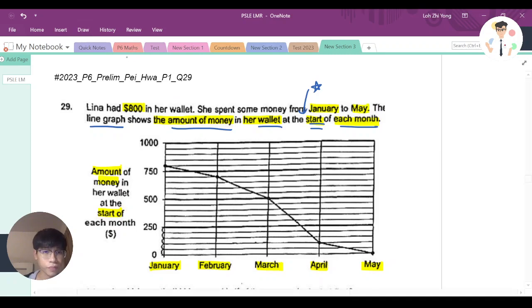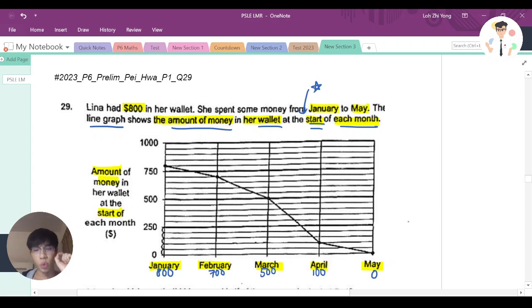So let's try to find out the values on the graph first, okay? For January, we have 750, but we can't just assume here is 800, right? We need to make sure first. 800, 850, 900, 950, 1000. Yes, correct. This is 800. So let's write here, 800. February will be 700. So you can see that each bar actually increased by 50. March is 500. April is 50, 100. And May is 0.